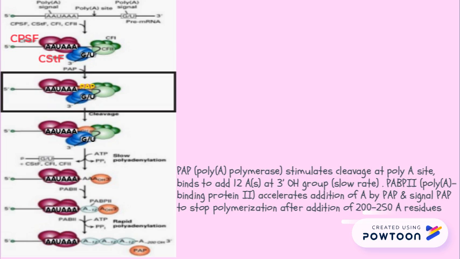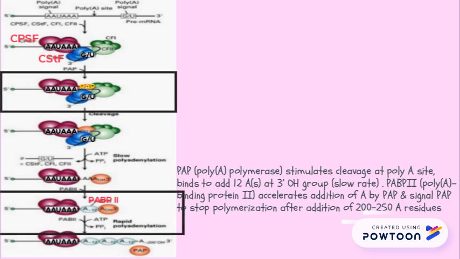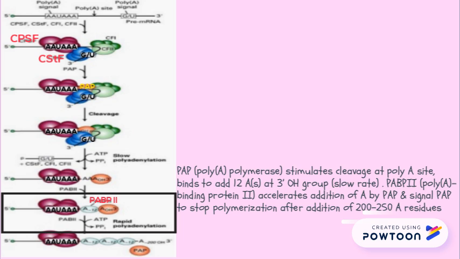Poly-A polymerase stimulates cleavage at the poly-A site and binds to the 3' hydroxyl group. Poly-A binding protein 2 accelerates the addition of adenines, and PAP stops polymerization after the addition of 200 to 250 adenines.